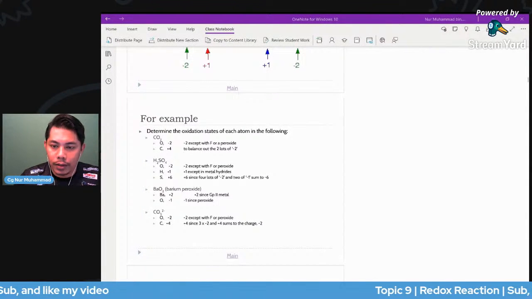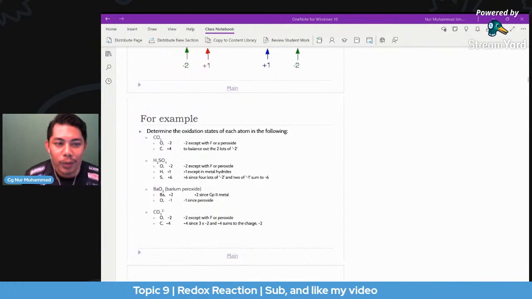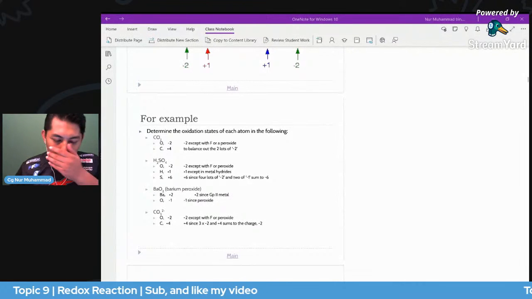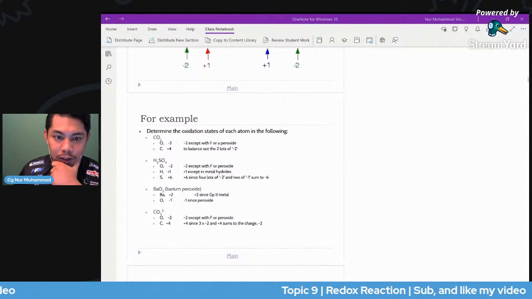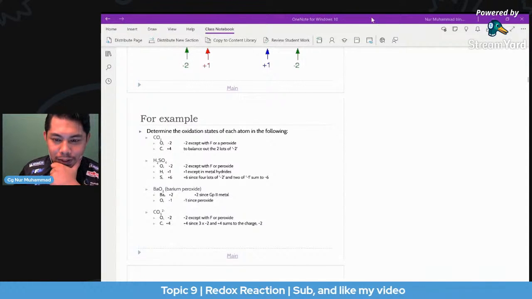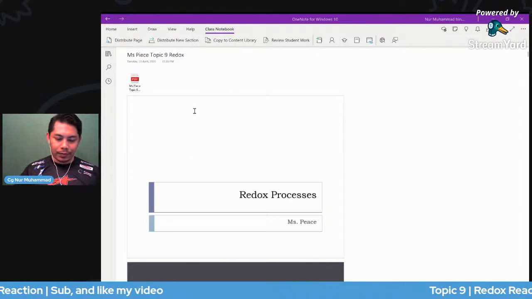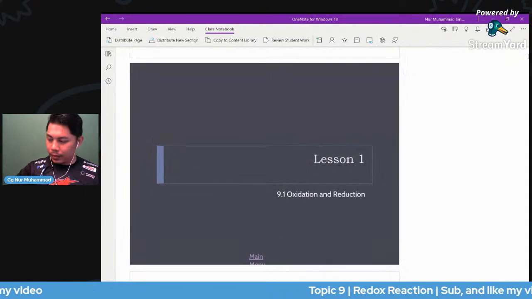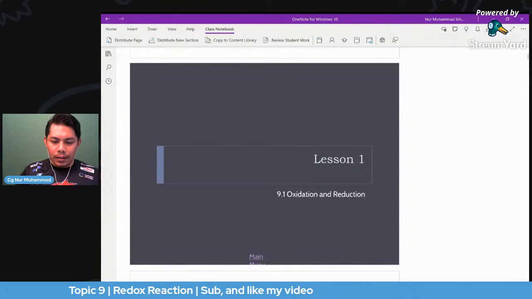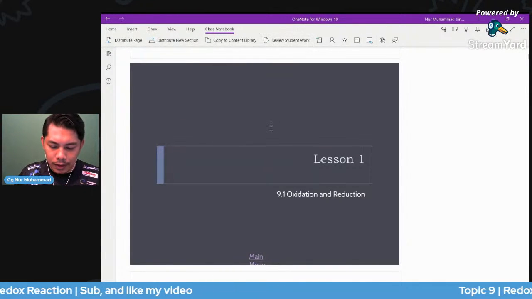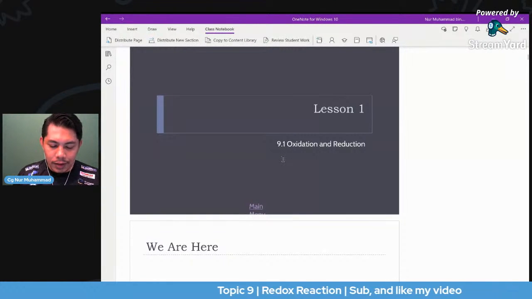Okay, sekejap saya share screen. Okay, cuba check dekat OneNote dapat tak? Cuba check dekat OneNote, dekat smartphone ke apa ke, dapat tak nota saya share, chapter 9? Dapat ke? Okay, dapat.